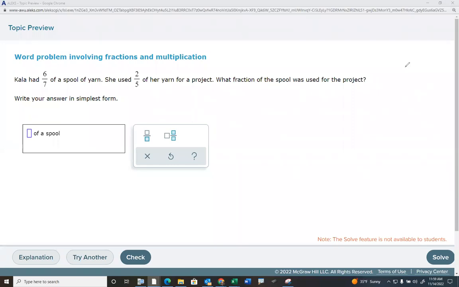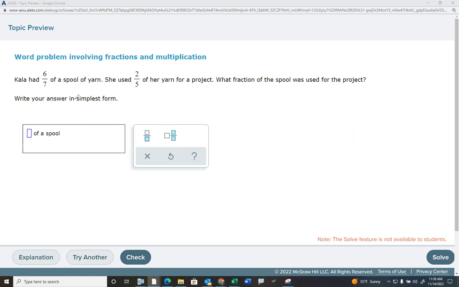Oh, good, it's a word problem. Okay, so I love word problems. You can absolutely expect some of those on tests. Okay, Kala. Wasn't that the name of Tarzan's adopted mom who was an ape? I think it was Kala.